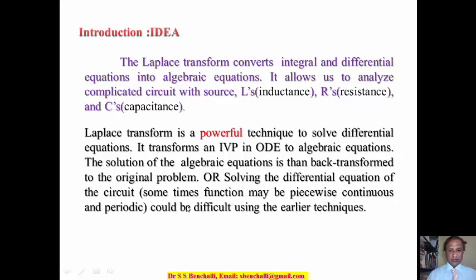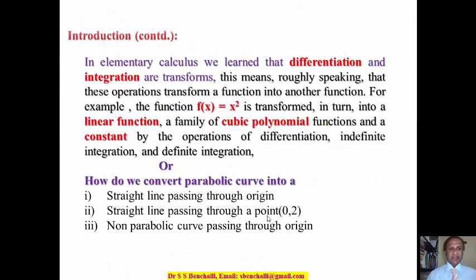Sometimes a function may be piecewise continuous or periodic, which could be difficult using the earlier techniques. Friends, it means that most of the engineering problems can be written down in an ordinary differential equation. Then we will find out the solution.